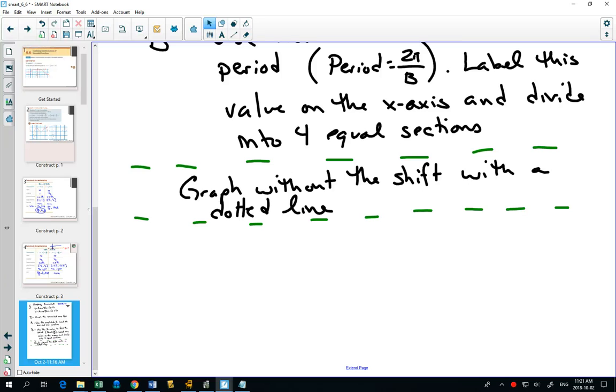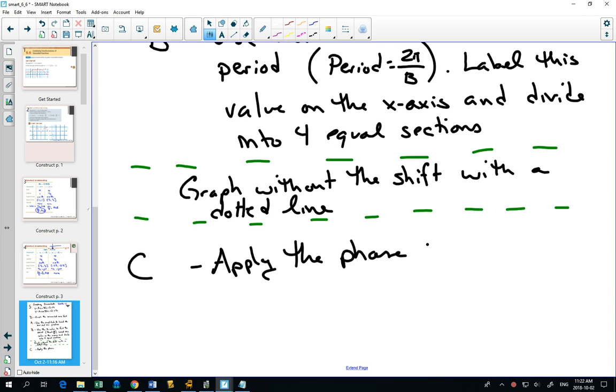If you have a sine graph, you'll start in the middle going up. If you have a cosine graph, you'll start at a maximum. And you'll draw it with a dotted line because the very last thing you need to do is graph it with your phase shift. And if you have the actual graph with the dotted line first, just taking that graph and moving it to the left or right will be fairly easy.